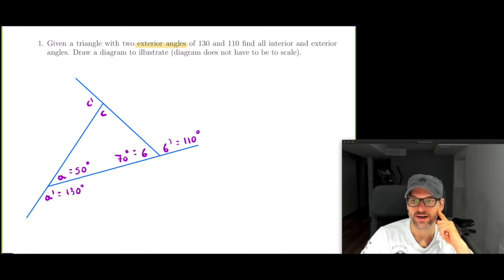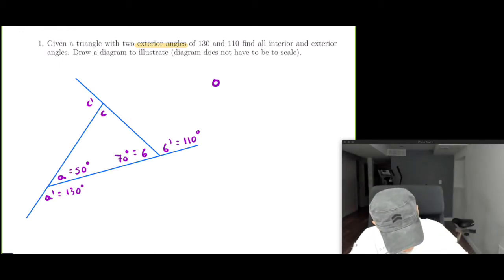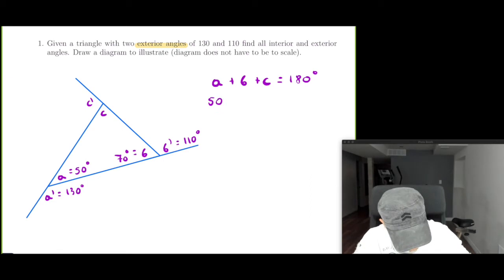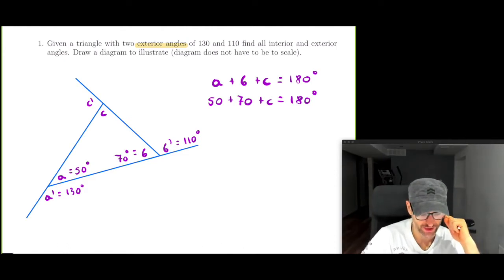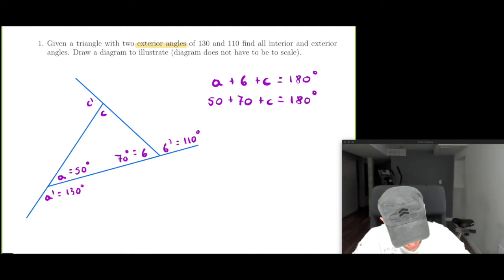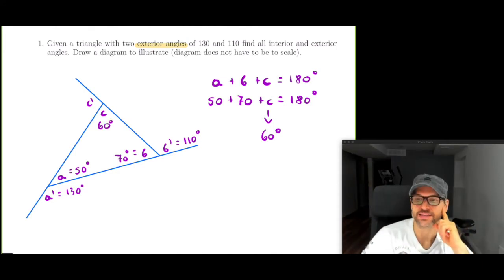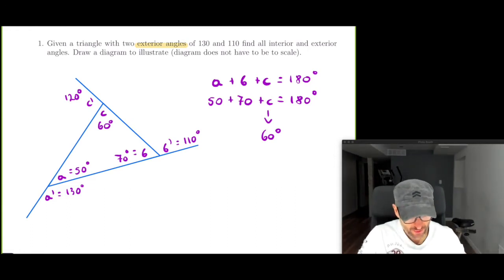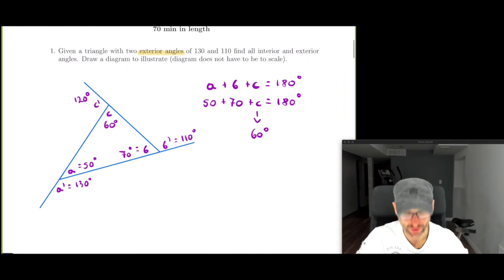Now finding C is easy because A plus B plus C is equal to 180 degrees for all triangles. Since this one is 50 degrees and this one is 70 degrees, we can find C. 50 plus 70 is 120, so that means C has to be 60 degrees. Now, I can find the exterior angle C prime, again by supplementary angles. That's 180 minus 60, so this one is 120. That's how we would find all the different angles for question number 1.